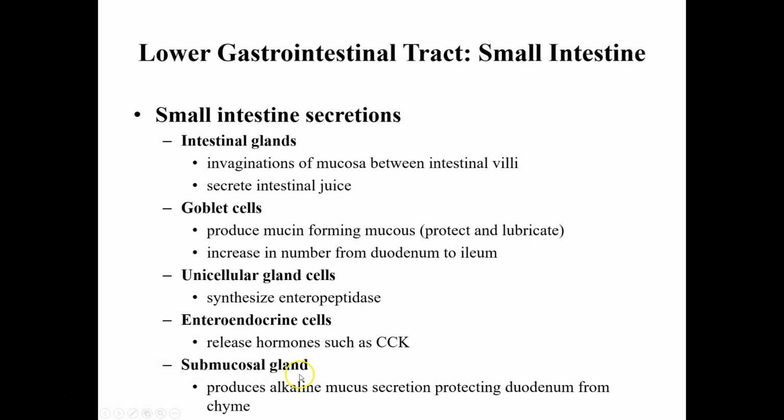We have submucosal glands that produce more alkaline mucus to protect the duodenum from the acidic environment that the chyme produces. We have unicellular glands that produce enzymes to break down proteins. And we have enteroendocrine cells that produce hormones. The main hormone we talk about is cholecystokinin, which slows down stomach activity, stomach motility, and causes us to feel full.